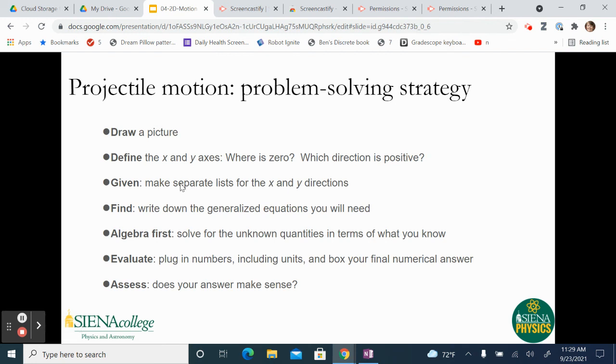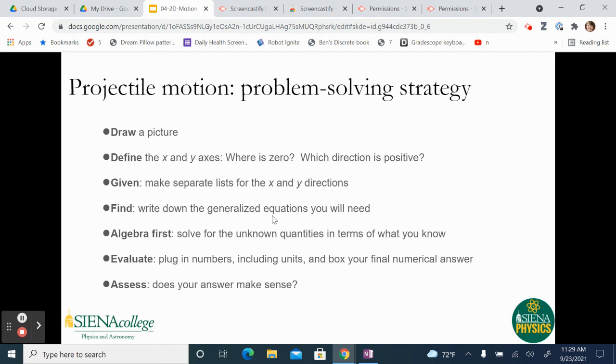You're going to have givens and finds. So you're going to make a separate list for what you know about the x and y directions. And you're going to write down what you need to find. So what are the variables that the problem is asking you to find? And then you're going to write down the generalized equations you will need. What we mean by generalized equations is use all of the parts of the kinematic equations. So just make sure you start with the starting equations, and then you cross out terms as you find, for example, there's no acceleration in the x direction, you would cross out a sub x.